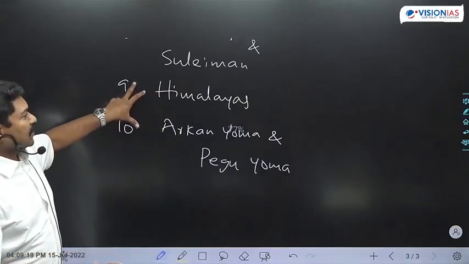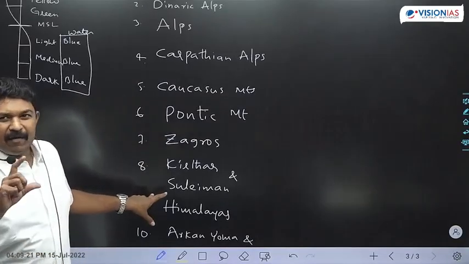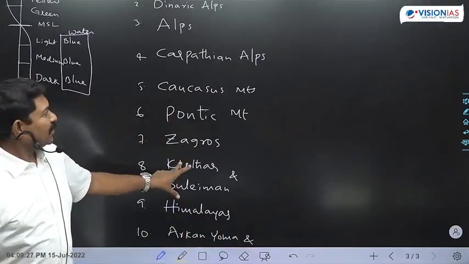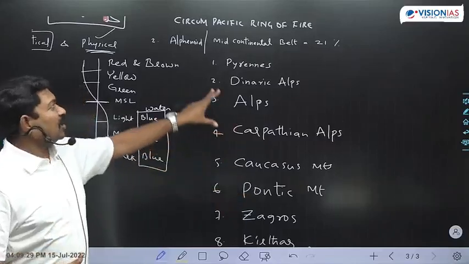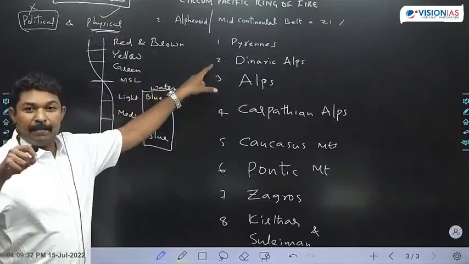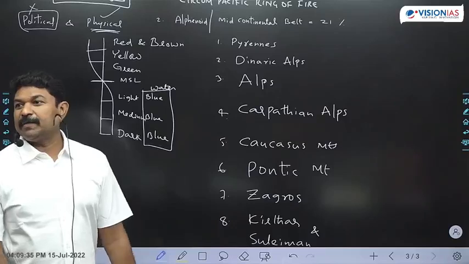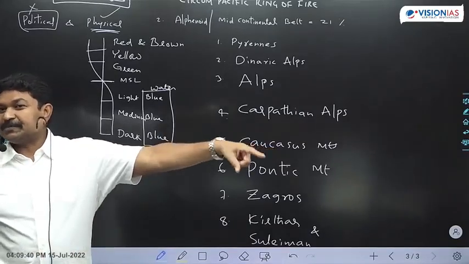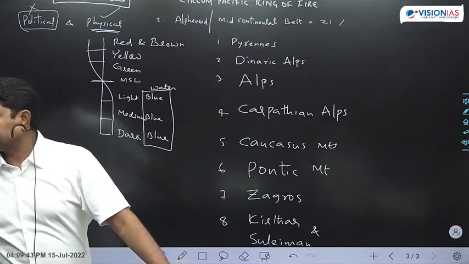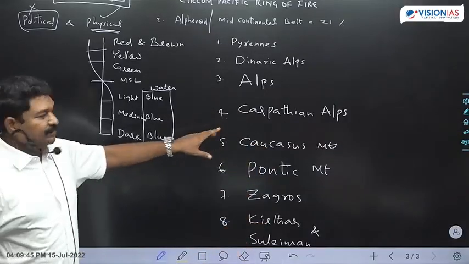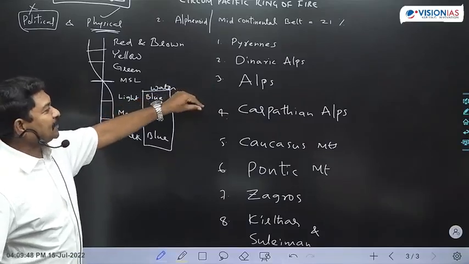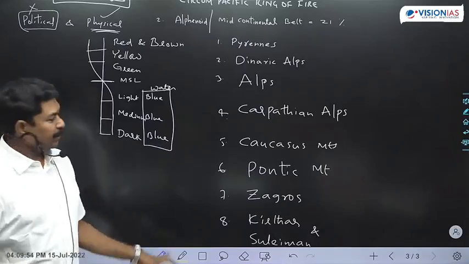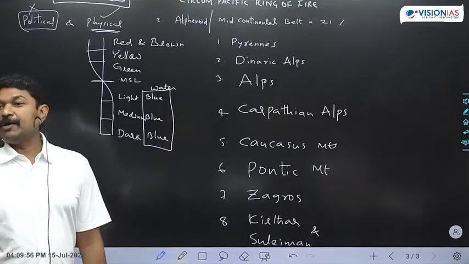These are the mountains. Have you just stared at the atlas, or have you written all these mountains? All these mountains need to be mentioned in your class notes. This is the mid-continental belt. In the middle of the continent, there is a series of chain of mountains starting from Spain, Portugal till Myanmar. Is it clear? This is the one. Pyrenees, Dinaric Alps, Carpathian Alps, Caucasus, Pontic, Zagros, Kirtar and Sulaiman, then Himalayas, Arkanyoma and Peguyoma.